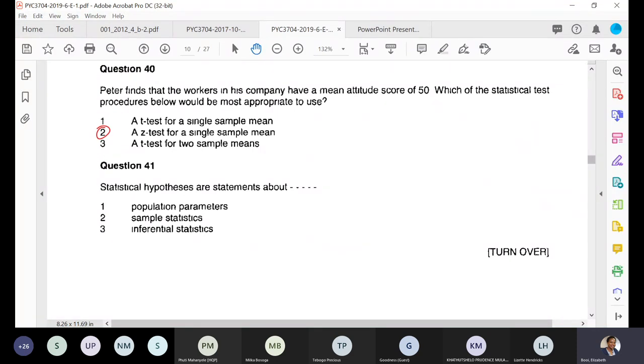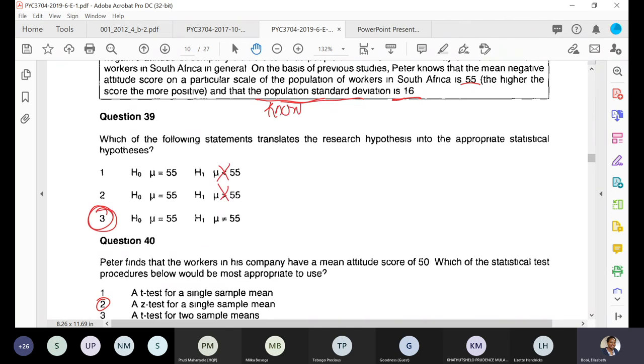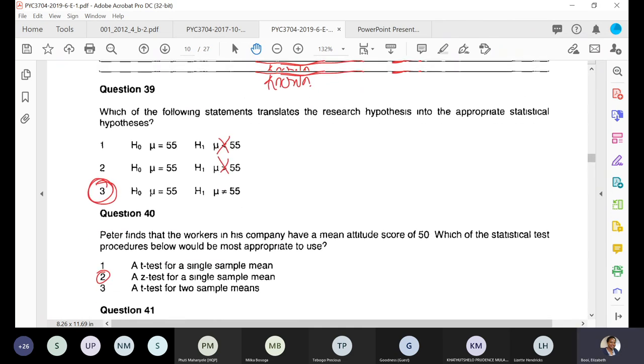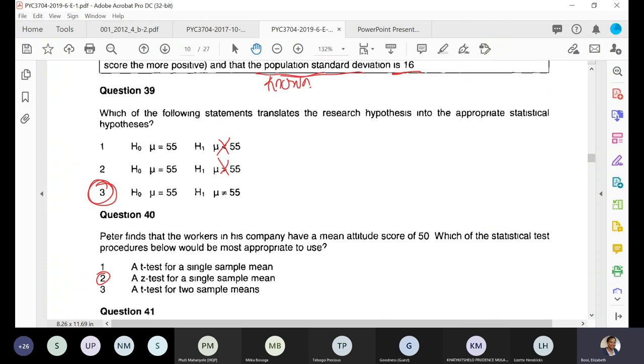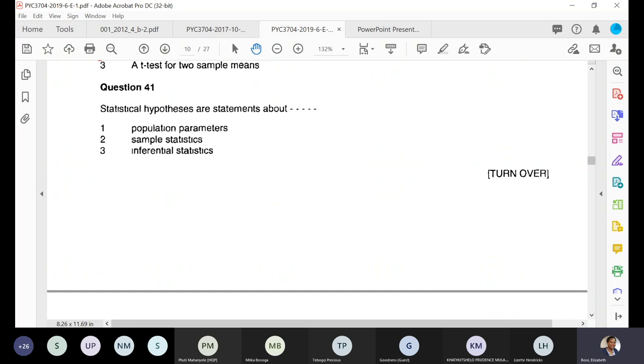Peter finds that the workers in his company have a mean attitude score of 50. Which of the statistical test procedures below would be most appropriate to use? Based on the information that we have, the population standard deviation is known. Therefore, we're going to use the Z-test. And because we're using only one company's information from this one group, then we're going to be calculating the Z-test for a single sample mean. And we are back on track. 41. Statistical hypotheses are statements about population parameters. Correct.